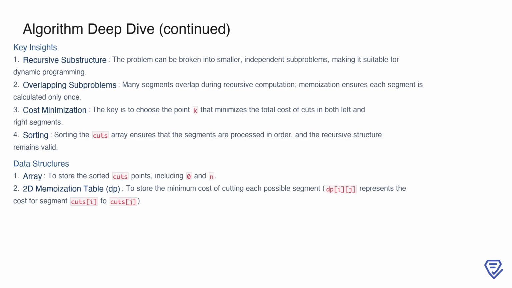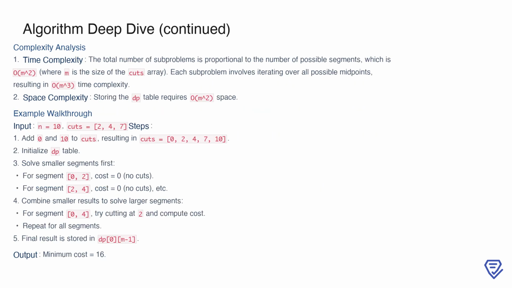Analyzing the complexity, the time complexity of this solution is O(m³), where m is the size of the cuts array. This is because there are O(m²) possible subproblems, and each subproblem requires iterating over all possible cutting points, which adds another factor of m. The space complexity is O(m²), due to the dp table that stores the results for all subproblems.